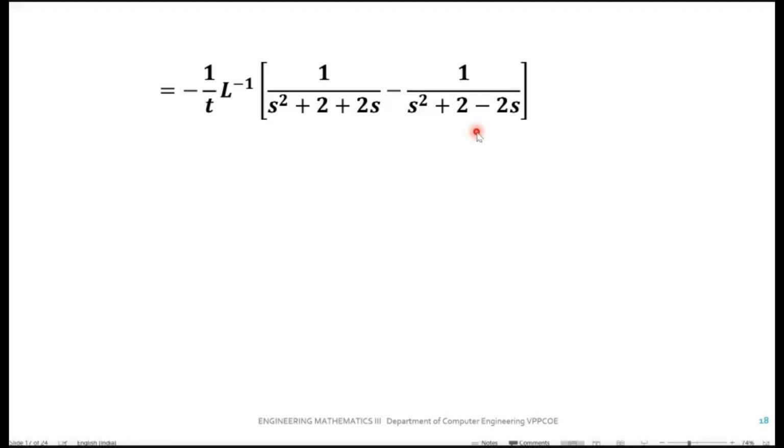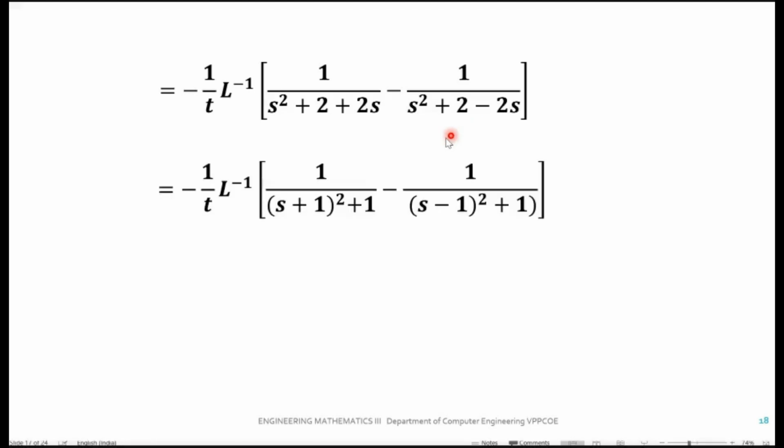कैसे करना है? Now L inverse of first term कैसे निकालना है? What is the method of calculating when we have a quadratic factor in the denominator? Whole square, correct. Whole square करने के लिए हमें क्या करना पड़ता है? जो भी coefficient of s है उसको 2 से divide करना होता है. So I'll write s plus 1 the whole square plus 1. यहाँ पे coefficient of s is minus 2, so s minus 1 the whole square plus 1.